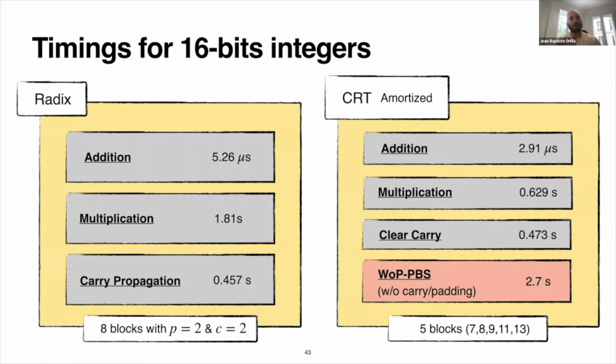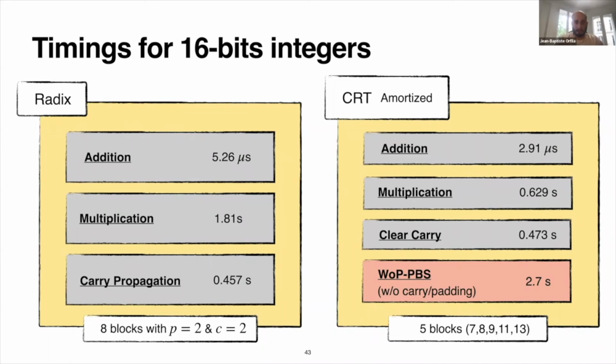So let's now have a little look at the timings if we want to work on 16-bit integers. If you want to compute additions, in the case of the Radix or the CRT, it's almost free. In the case of the multiplication, as we have seen, the algorithm is quite a bit easier in the Radix case. And in the case of the CRT, we can do everything in parallel. So this is the cost of Bootstrap.